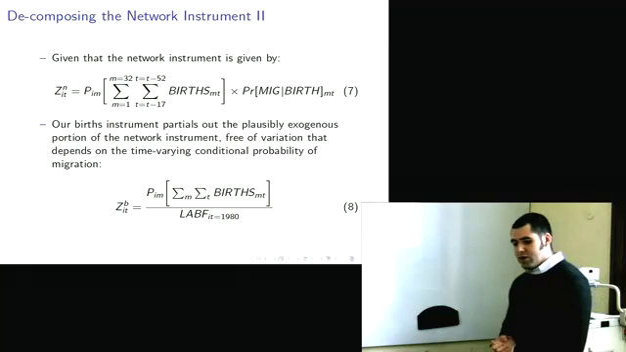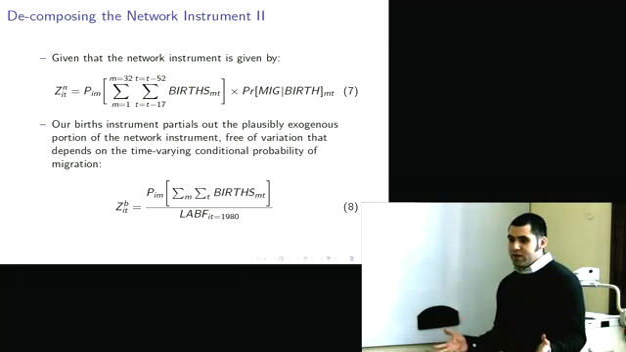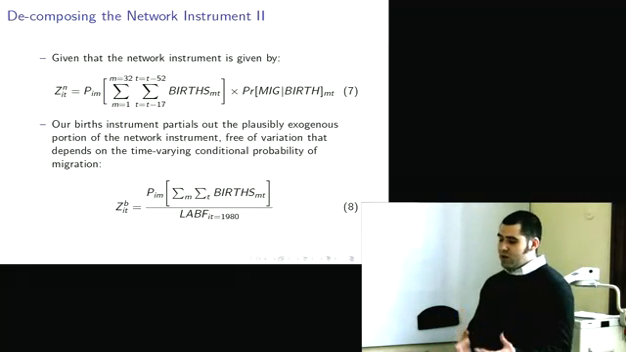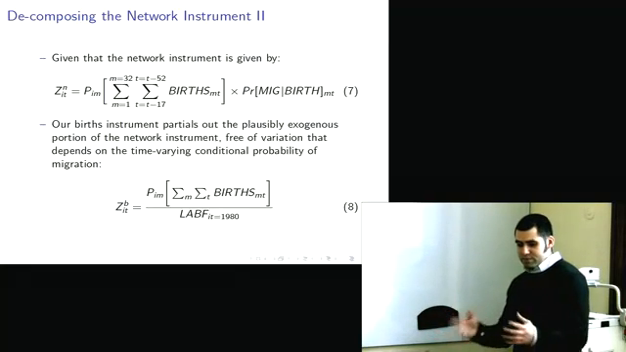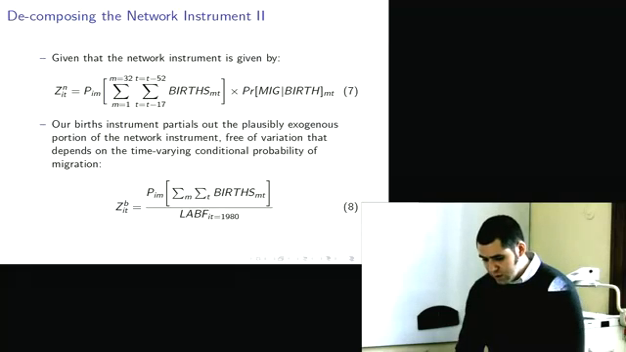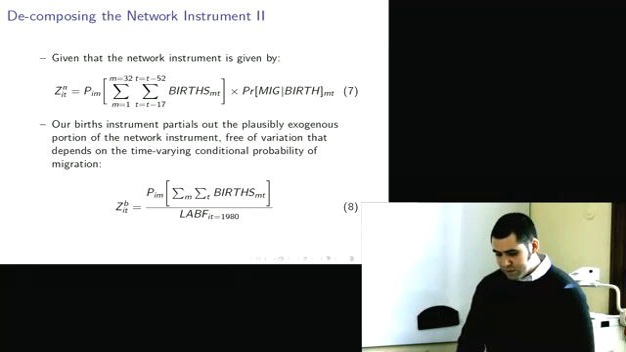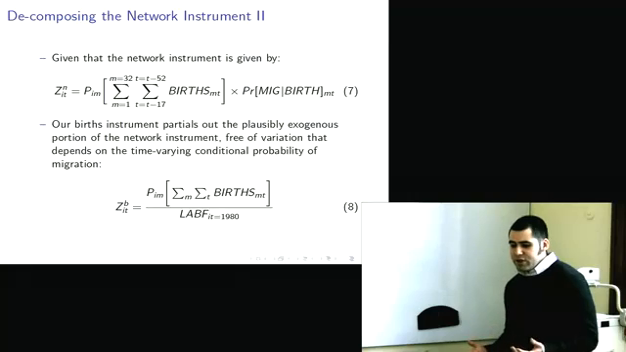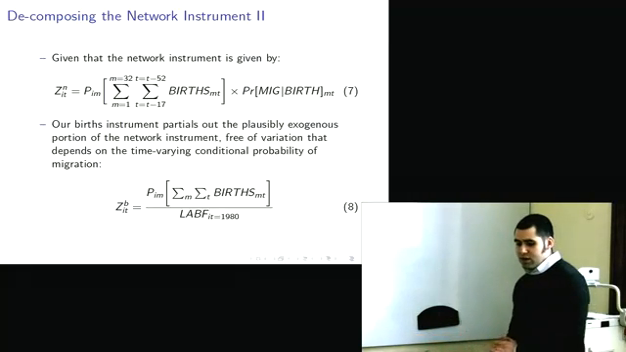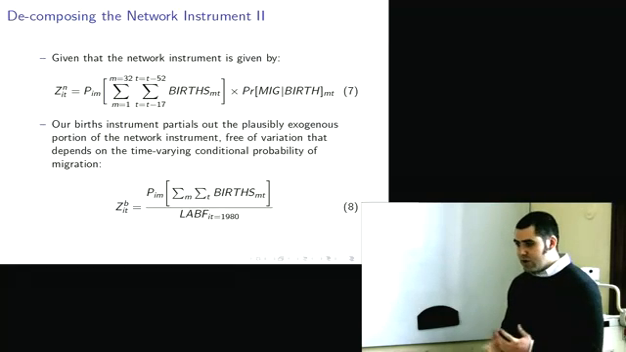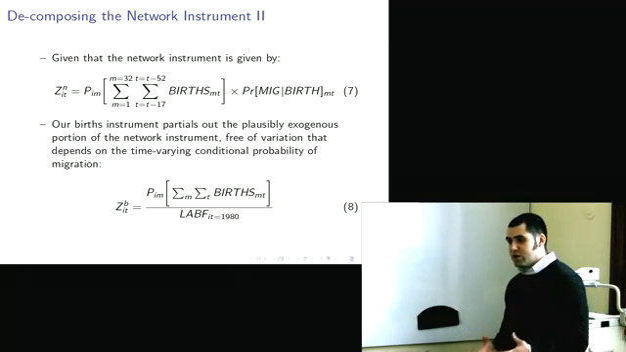So what we do here in equation 7 is the same thing as this network instrument, except we're now interacting the set of weights P with this decomposition. The decomposition is the same thing as the change in the number of migrants. And then we want to get rid of the portion that we don't like, the conditional probability of migration, and create an instrumental variable, which we show in equation 8.